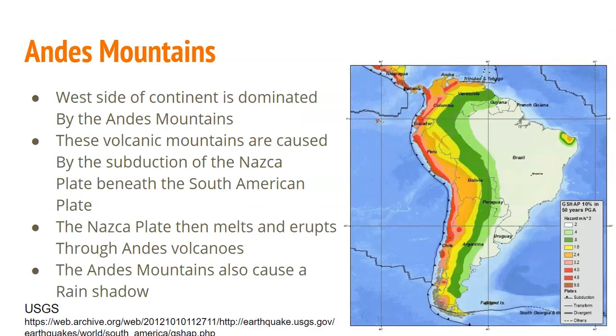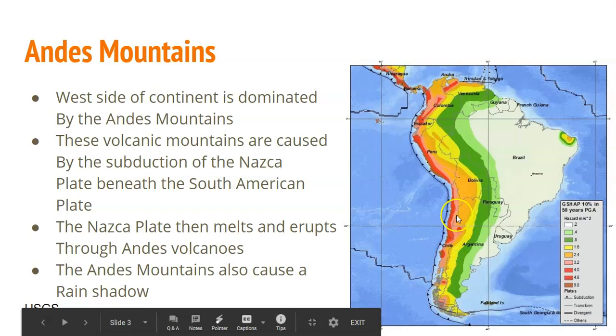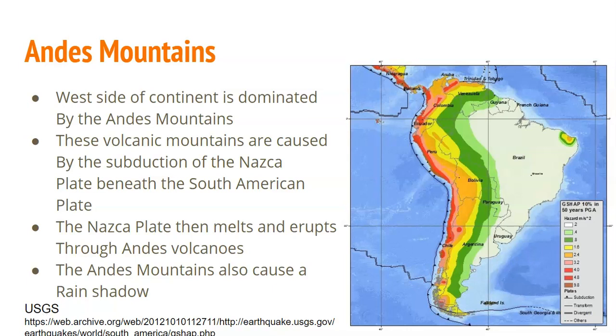As I promised, let's talk about the Andes Mountains. The very interesting thing about the Andes Mountains is they are a very classic feature of certain types of plate tectonic behavior. The west side of the continent really is dominated by these Andes Mountains. This map here is from the United States Geological Survey, and it is talking about earthquake hazards. The reds and the oranges are a higher seismic risk than those that are green. The reason for this is based on how the Andes Mountains were formed. The Andes Mountains are volcanic. We do have volcanic activity throughout South America as well as Central and North America.